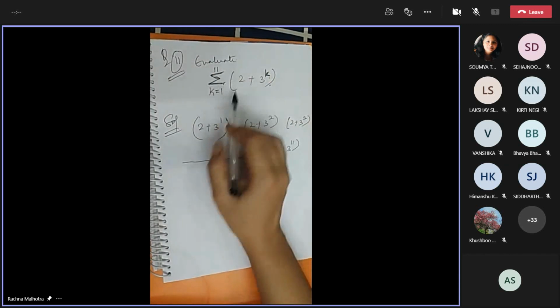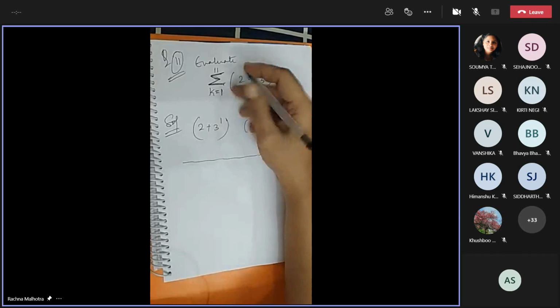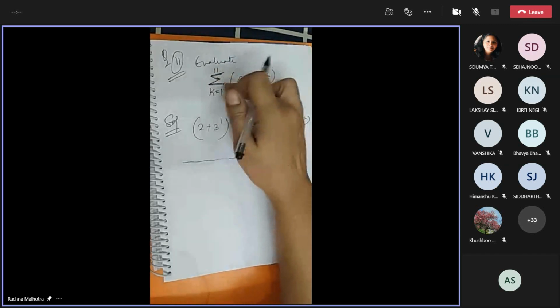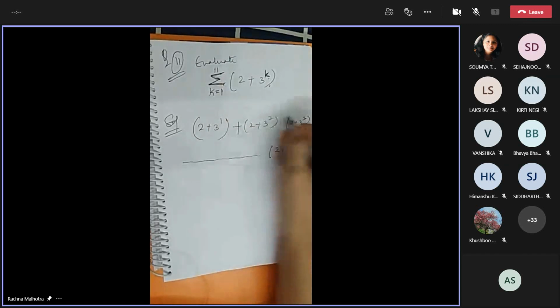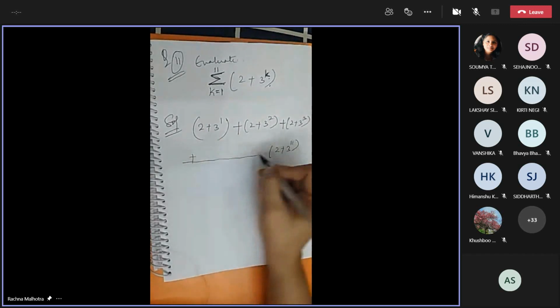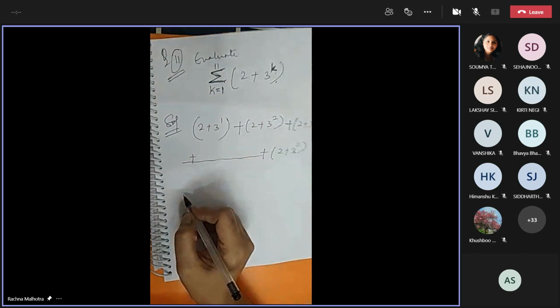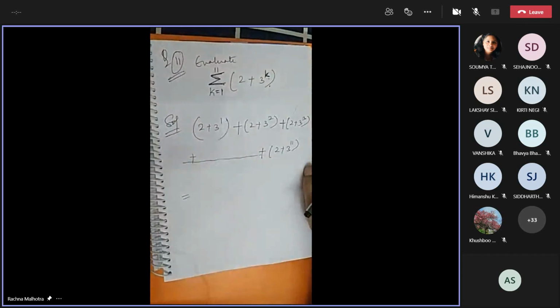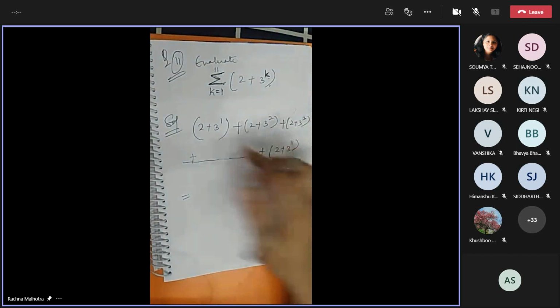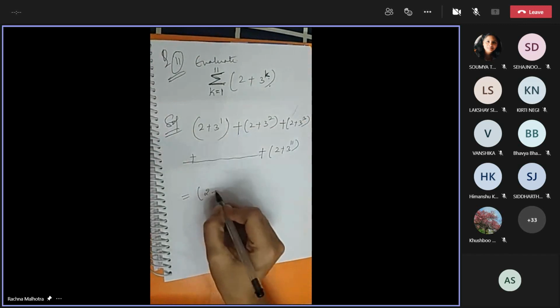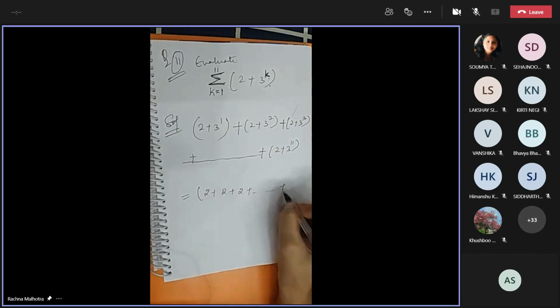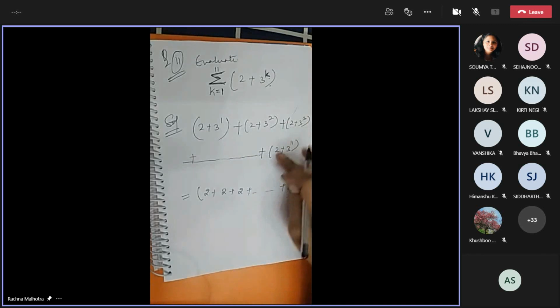Now this symbol tells us, we have given values for k. But this summation symbol is also there. So you just insert a plus sign among all the terms. Okay, what can we do now? This is equivalent to, yes, we can separate the terms, which are alike. You can see 2 plus 2 plus 2.